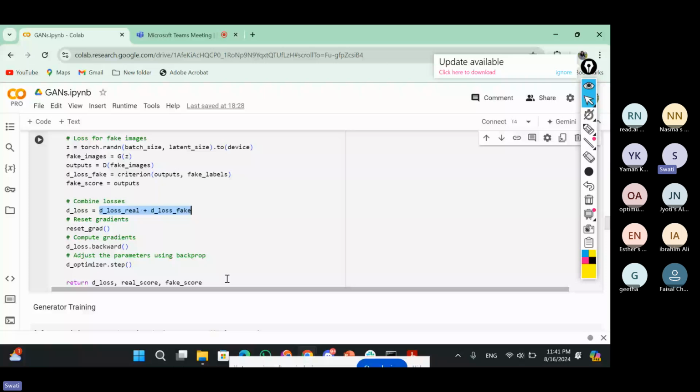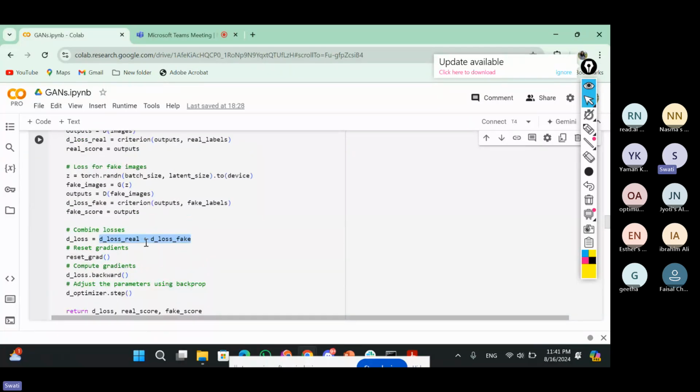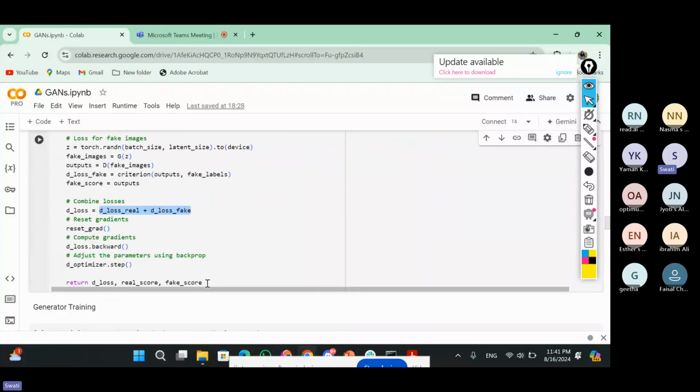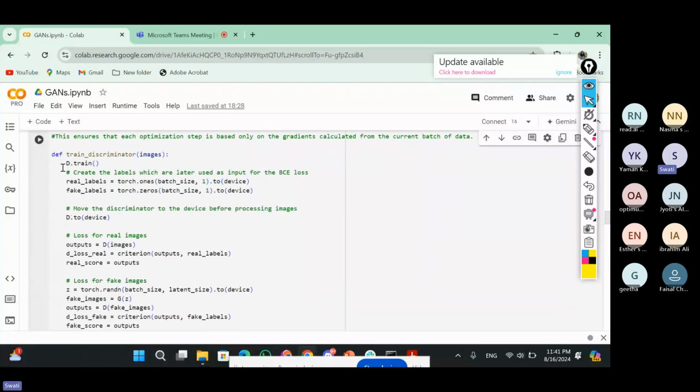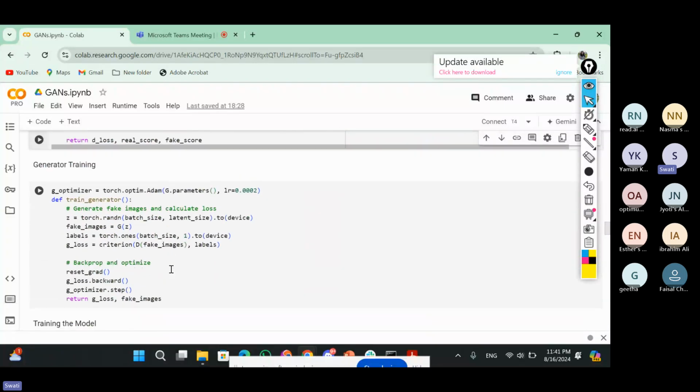And this is computing gradients. First reset them, then compute them for the current batch, and then use backpropagation, like we use in neural networks, to update the weights and biases. So this is the discriminator training. For now we are just defining the function. Then we will come to generator training. Here again we are using the Adam optimizer, and the learning rate is the same as before.